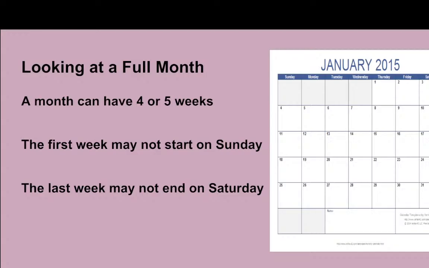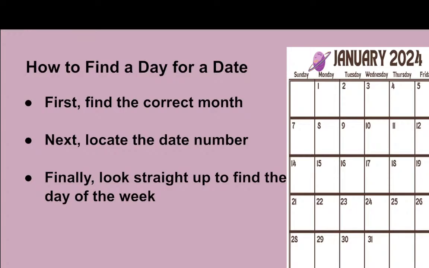Okay, let me move on to the next slide. So, how do you find a day for a date? Look at the correct month. Let's pretend it's January 2024. Let's look at the date number. Say you wanted to plan something on January 26th. What day is that on the calendar? It's a Friday, right? January 26th in 2024 was on a Friday. So it's that day of the week.